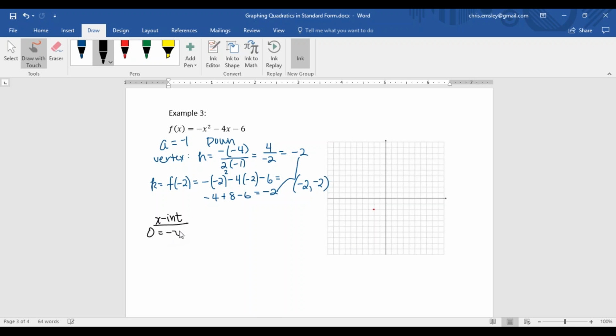To find the x-intercepts, we put 0 in for y, or f of x. Again, this one's not factorable, so we'll use the quadratic formula: negative b plus or minus the square root of b squared minus 4 times a times c, all divided by 2 times a.